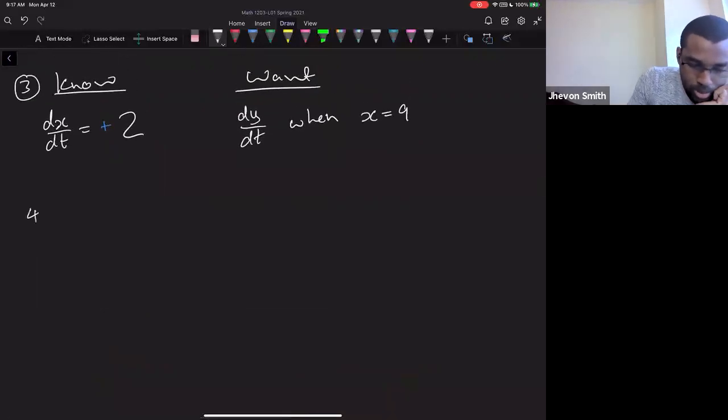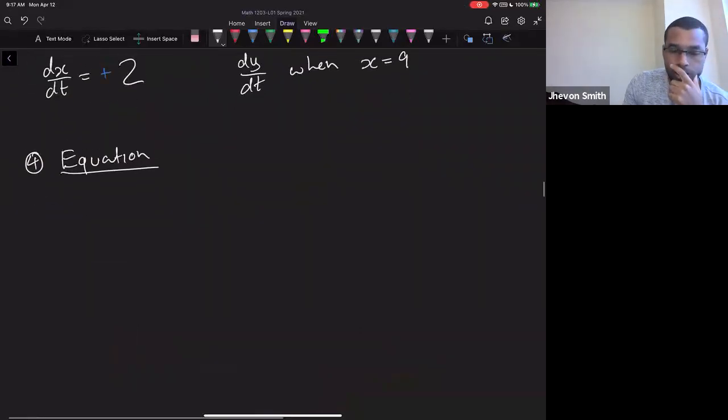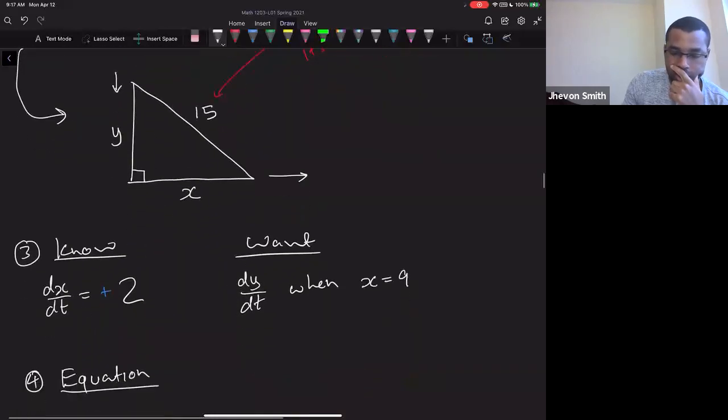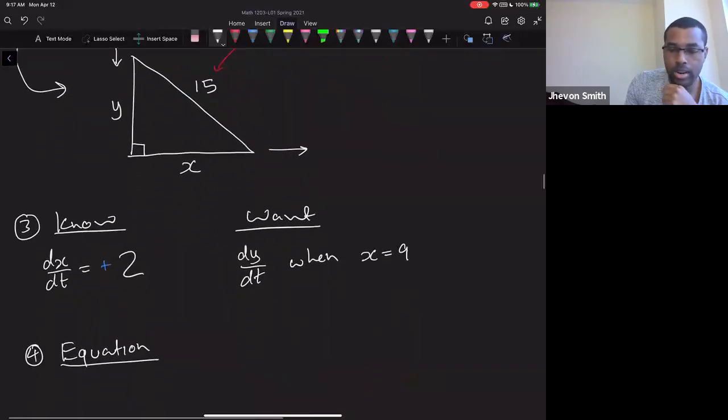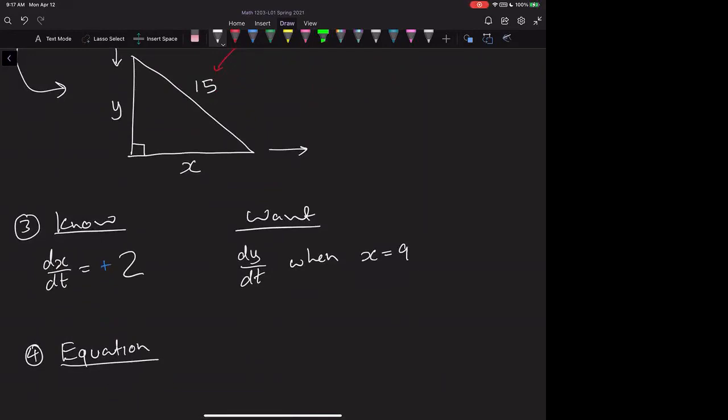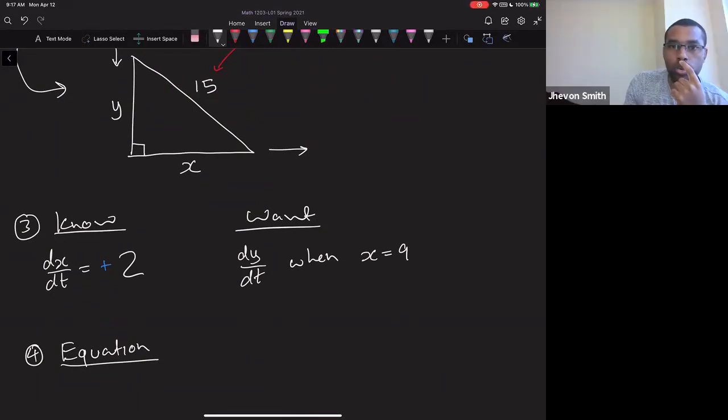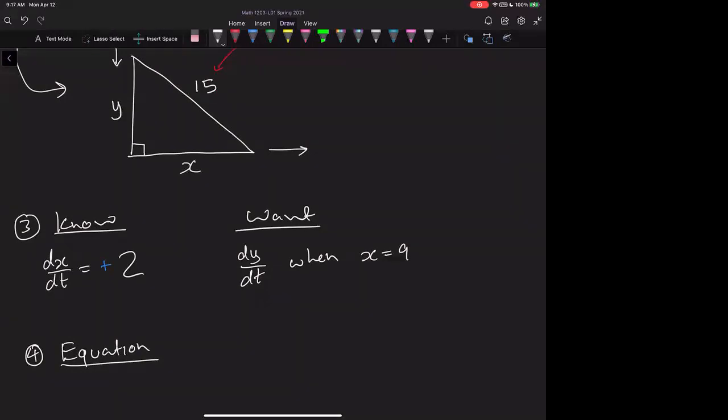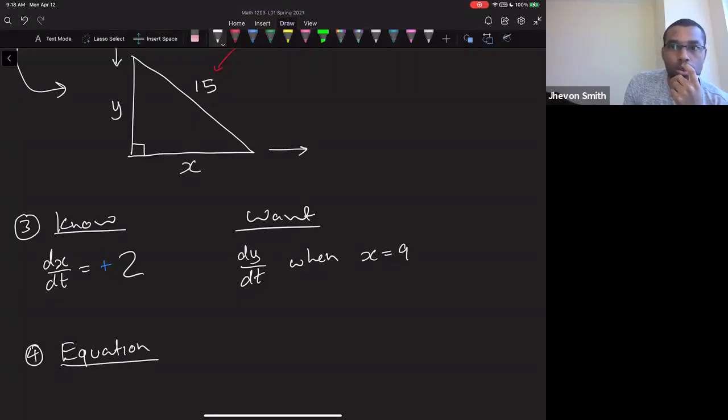The fourth step is to come up with the equation. What equation do you think for this diagram here? You use 1/2 base times height, and that would give you 1/2 x times h. What would that give you? The area. Do we have any information about the area? No. So we probably don't want to use that.